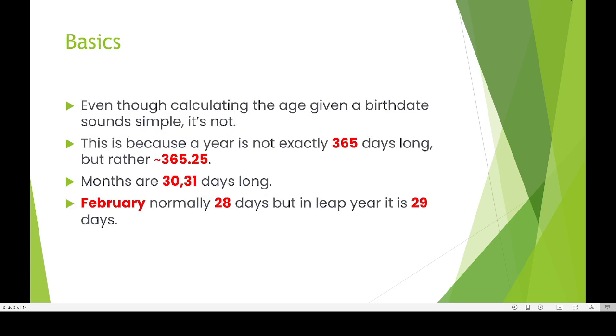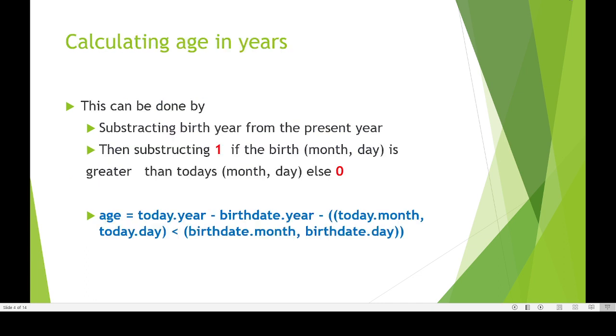At the beginning, it seems that age calculation is very simple, but this is not so because a year is not exactly 365 days long, but rather nearly 365.25 days long. Moreover, months are not of equal length. Some months are 30 days long, some months are 31 days long. February is normally 28 days, but in a leap year it is 29 days.